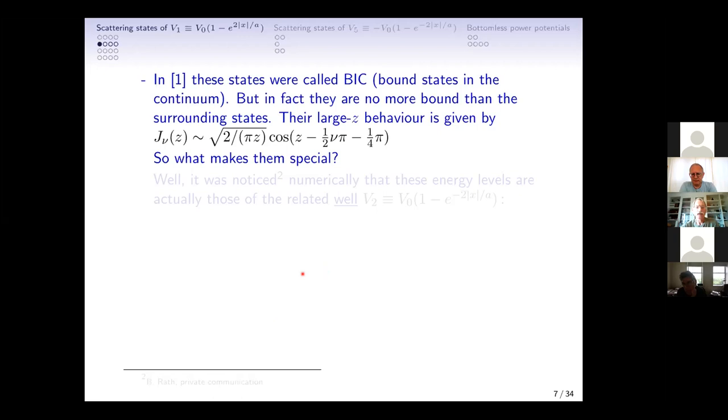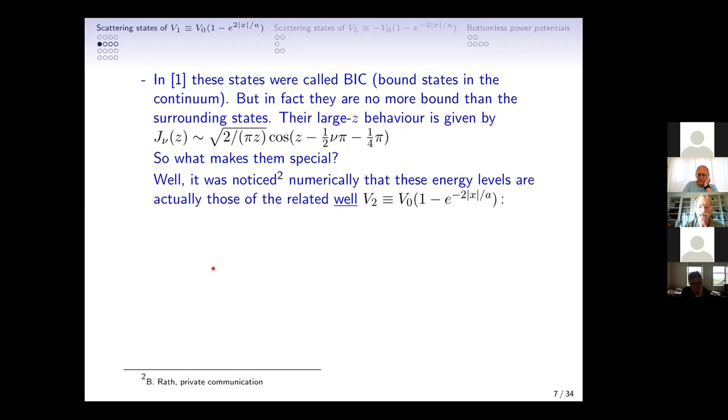Okay, so the question I'm asking is what are these special states that they picked out? What are they all about? What makes them so special? Well, in fact, a guy called Biswanath Rath, who makes a business of going through old papers and trying to find mistakes in them, noticed something strange about those states, and he did it numerically. He said, no, they're not the eigenstates of this upside down, bottomless potential.